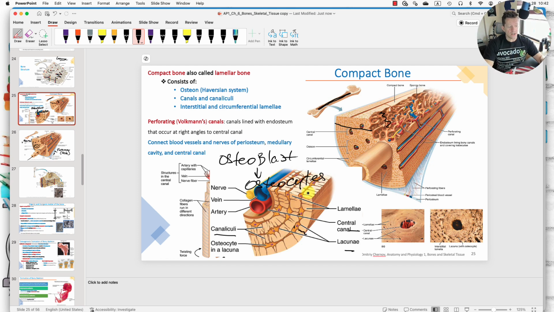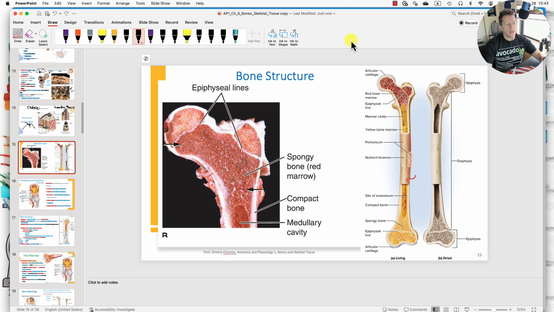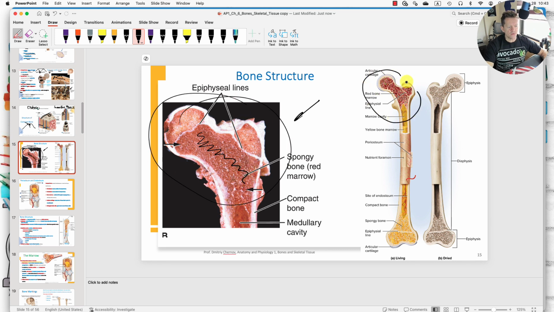So as you see, it's like a networking, and it's a highly vascularized and innervated tissue. So now we can look at the structure of the bone, also important for the lab and for the lecture. So here's the bone, here's the spongy red marrow. The red marrow is usually within the spongy region, at the end of the long bones. This is the end of the long bone. So the red bone marrow is producing red blood cells, and the white blood cells are also produced in there.